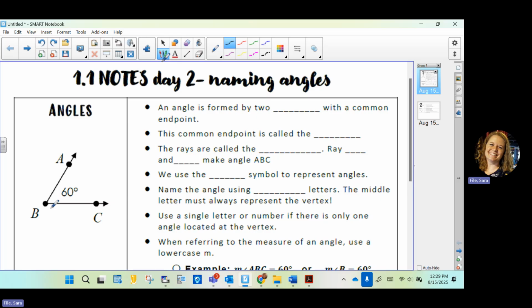An angle is formed by two rays with a common endpoint. The common endpoint is called the vertex.